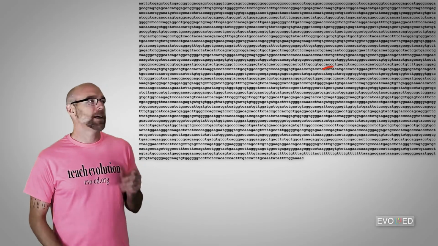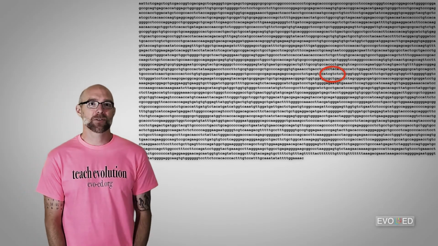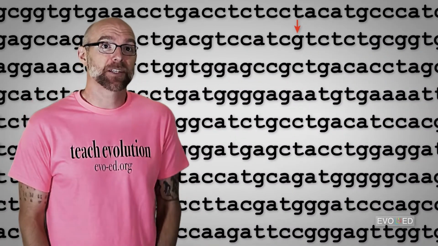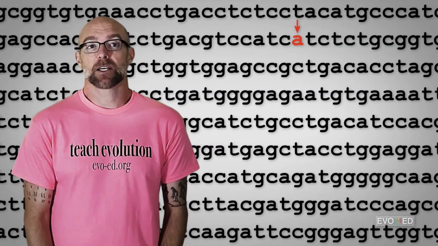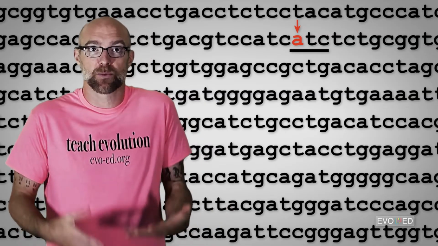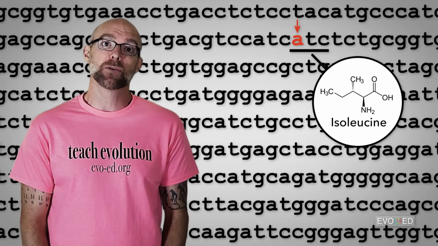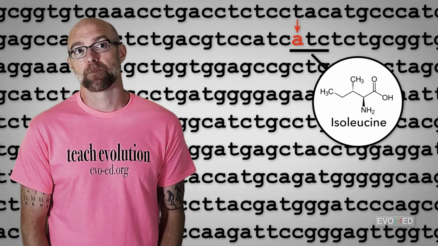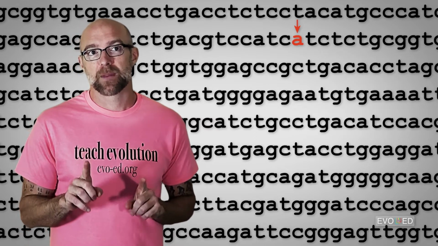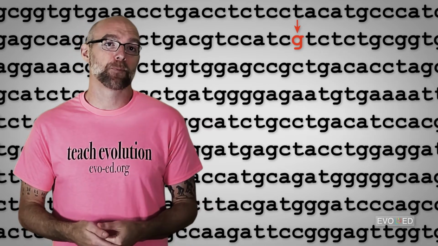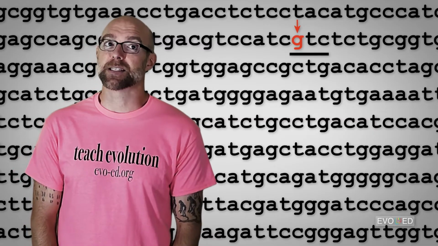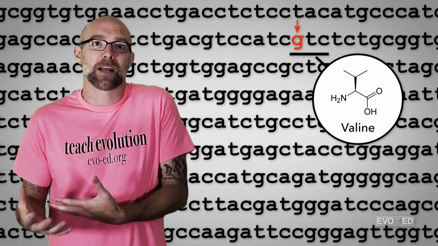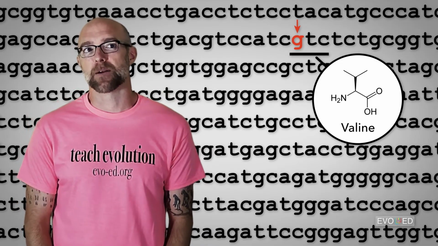Let's take a look at nucleotide 1,963. If the nucleotide at that position is an adenine, it would result in the codon ATC, which would code for the amino acid isoleucine when the HER2 mRNA is translated into a protein. But if that nucleotide is a guanine, you would get the codon GTC, which would code for the amino acid valine when the HER2 mRNA is translated into a protein.